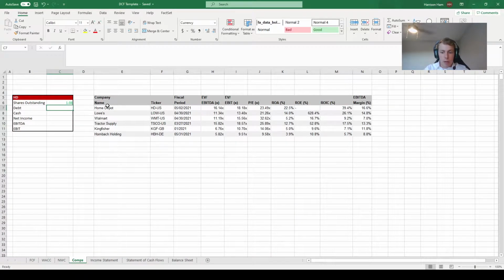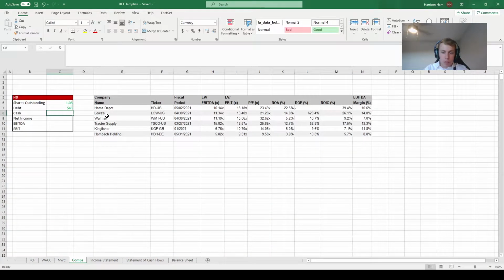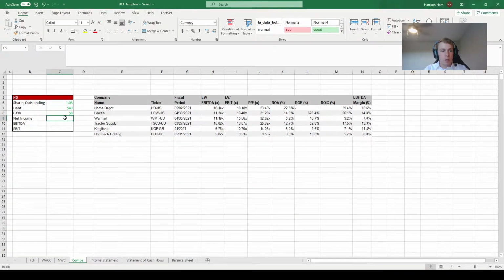You can directly link that over. Same thing with debt and cash. They're both in the exact same spot. You should be able to link them right on over to the assumptions in the free cash flow tab. Then next, for net income, EBITDA, and EBIT, you're going to link those directly over to the income statement.